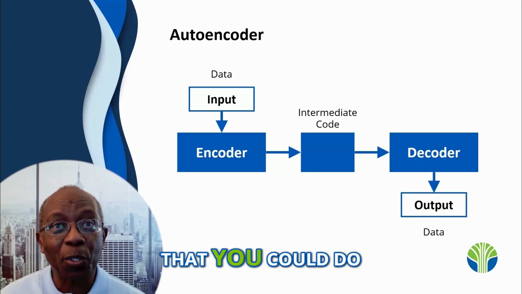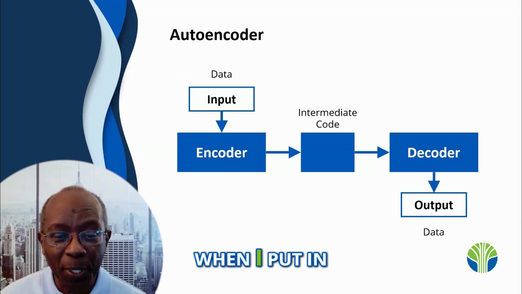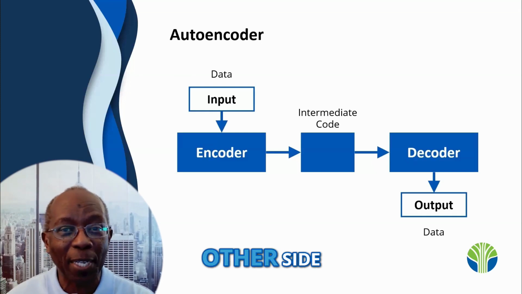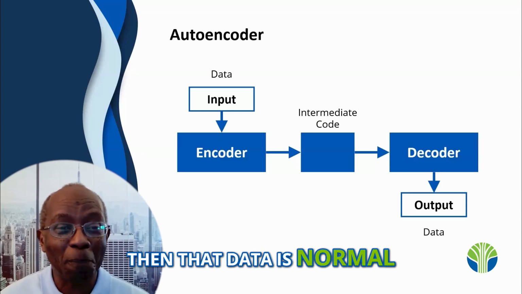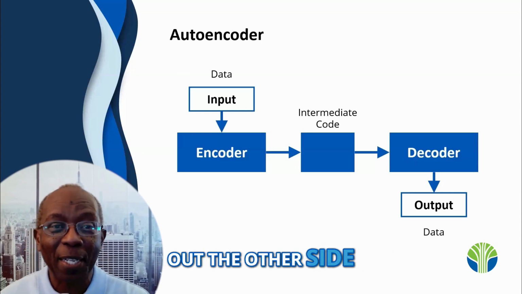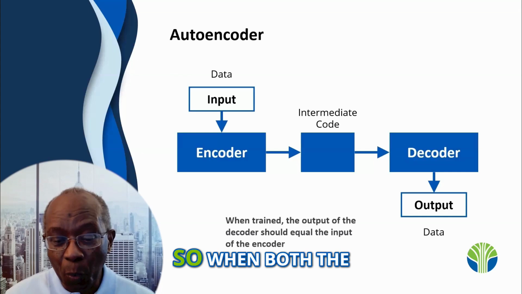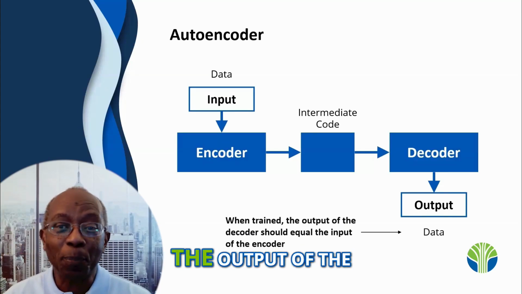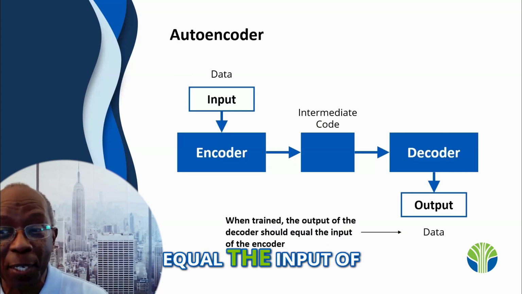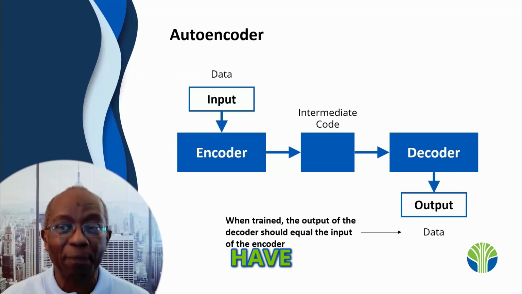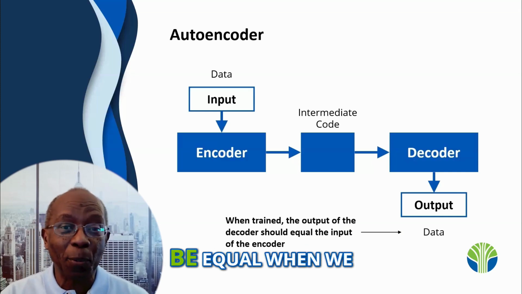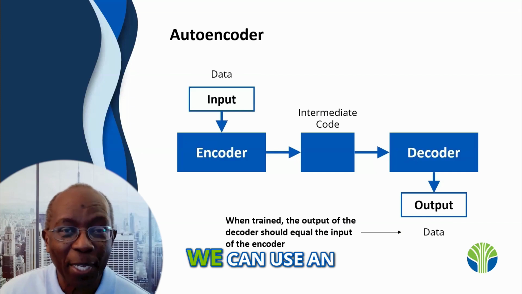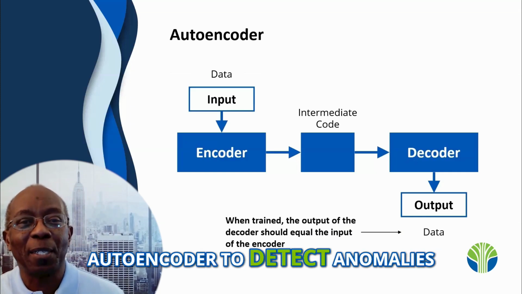And so one thing that you could do is to say, when I put in the data, if the same data comes out on the other side, then that data is normal. If different data comes out the other side, then I know that this is not normal. So when both the encoder and decoder have been trained properly, the output of the decoder is going to equal the input of the encoder when we have normal data, and they will not be equal when we have data that is abnormal. So in that way, we can use an autoencoder to detect anomalies.